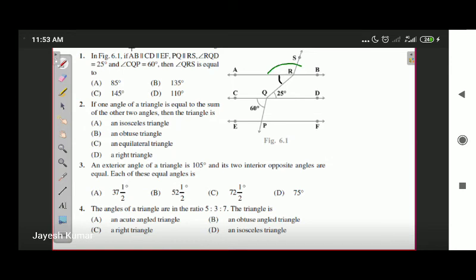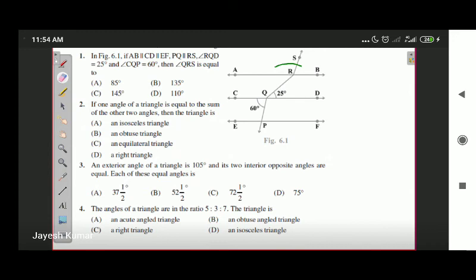So first of all, these two are a pair of alternate interior angles. Once again, these are objective type questions. I am not going to write the full solution. I am just going to point out which is the correct answer along with a little bit of solution. These two are a pair of alternate interior angles. That means this angle is also 25 degrees. Okay.